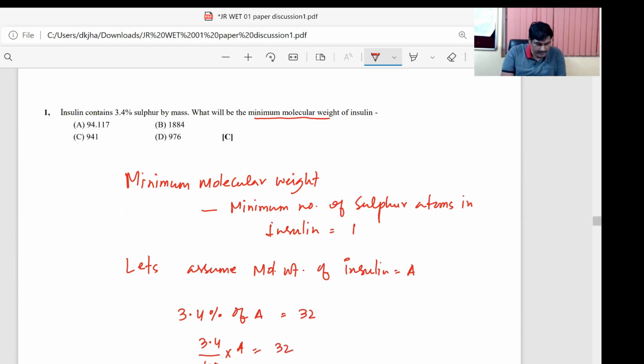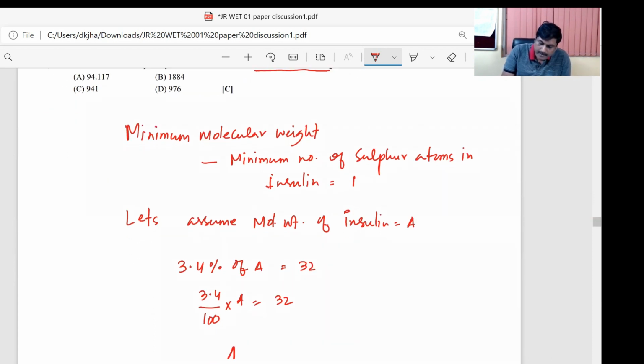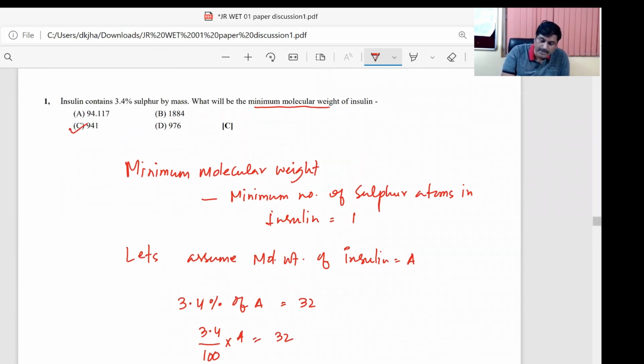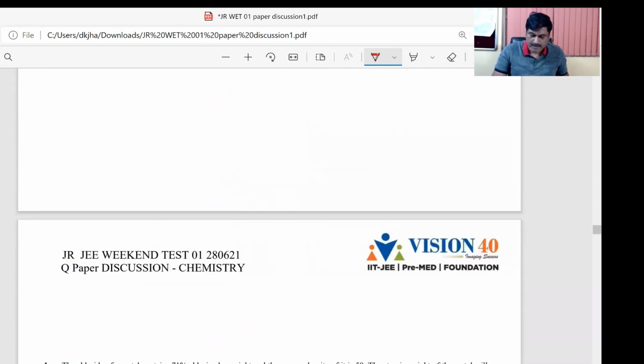Yes. So calculate here. A is equal to what? A is equal to 3200 divided by 3.4. Just check it, 3200 divided by 3.4. This is coming to 941.1. Yes, 941 is given. Yes, this is the minimum molecular weight concept. Okay, fine. Move to the next question.